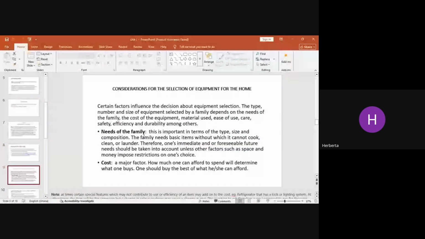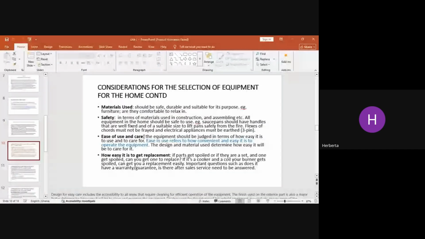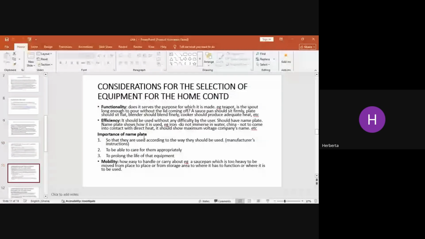Then we looked at what considerations you will take into account whenever you want to purchase equipment for the home. We looked at the needs of the family, the costs, the material used, the safety, the ease of use and care, how easy it is to get replacements, the functionality of the equipment, the efficiency of the equipment, and the mobility.